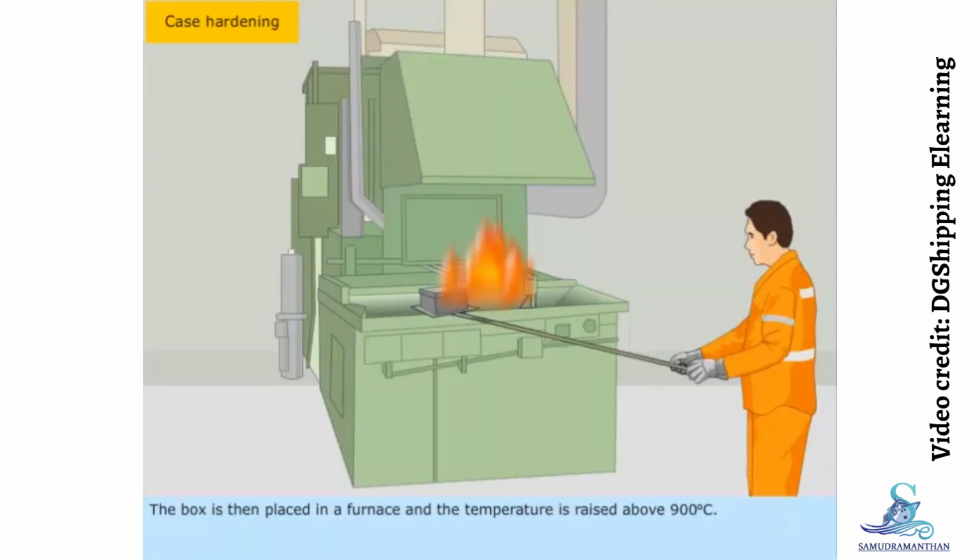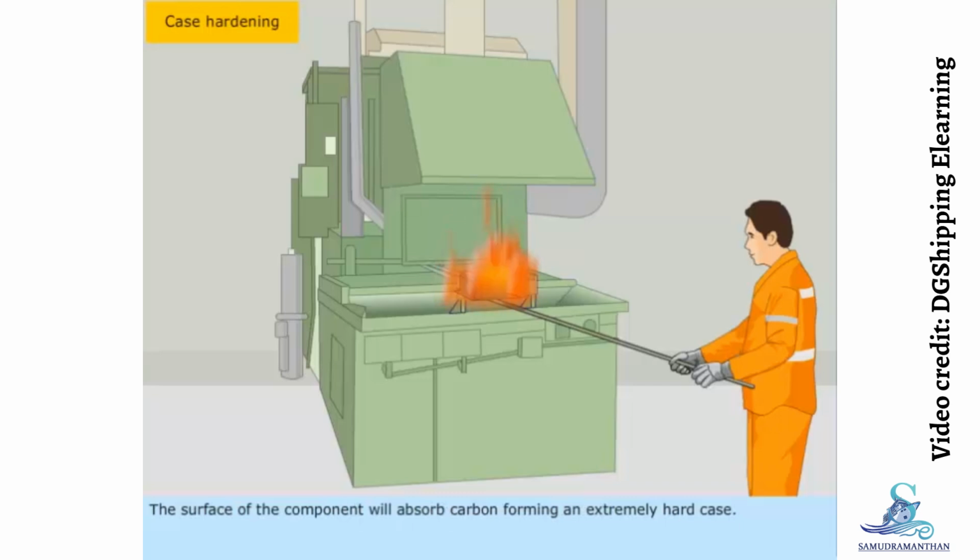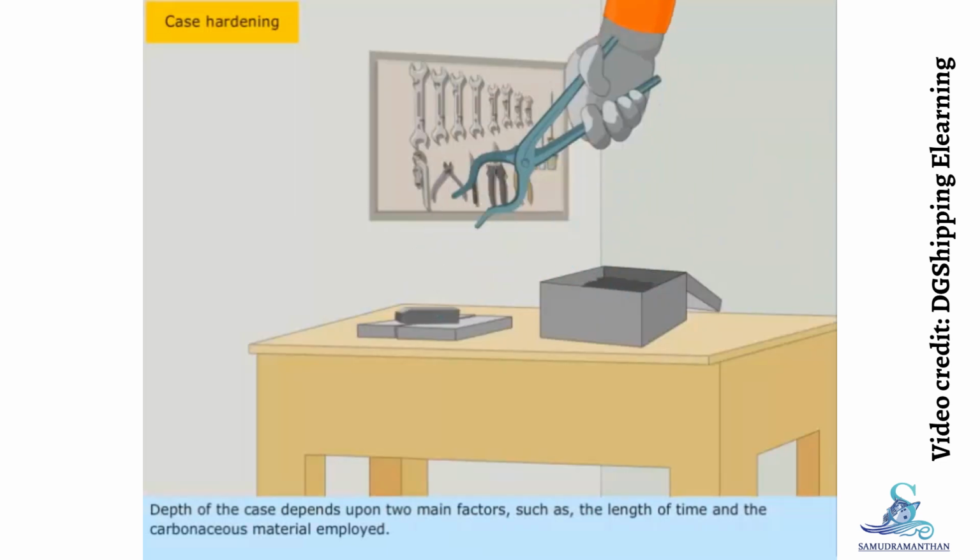The box is then placed in a furnace, and the temperature is raised above 900 degrees Celsius. The surface of the component will absorb carbon, forming an extremely hard case. Depth of the case depends upon two main factors, such as the length of time and the carbonaceous material employed. Actual case depth with this process may vary between 0.8 mm to 3 mm and requires between 2 to 12 hours to achieve, depending upon these limits.